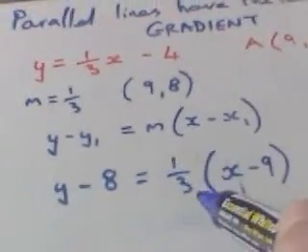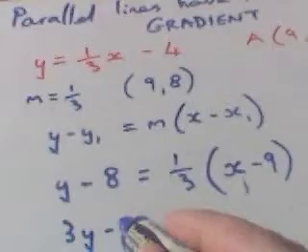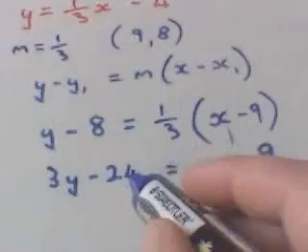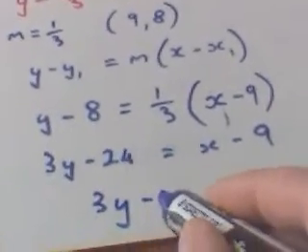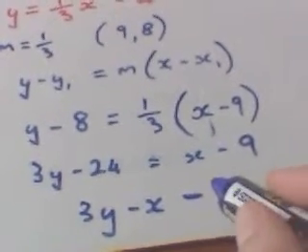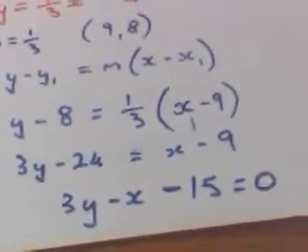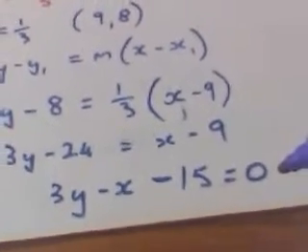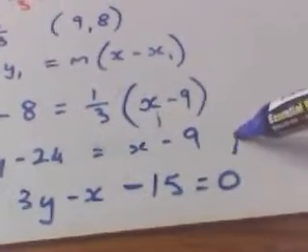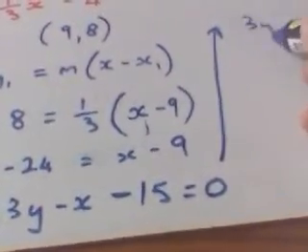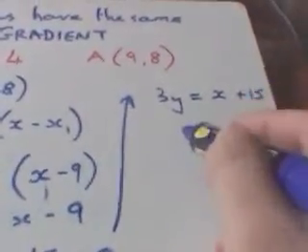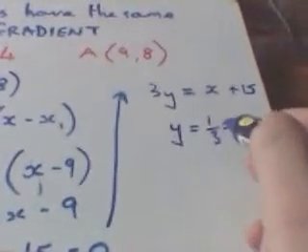What I'd be very tempted to do here is multiply everything by 3 to begin with. So I've got 3y minus 24 equals x minus 9. I can rearrange that to give me 3y minus x minus 15 equals 0. That would do as my line. If I wanted to put it into y equals mx plus c to find the intercept, I could. That would be 3y equals x add 15, divide everything through by 3, gives me a third x plus 5.